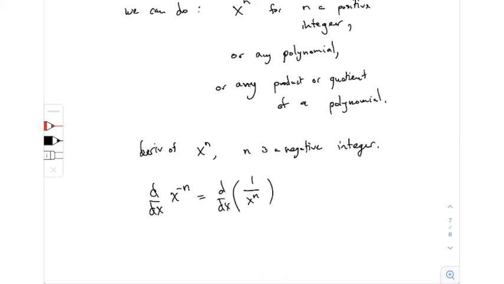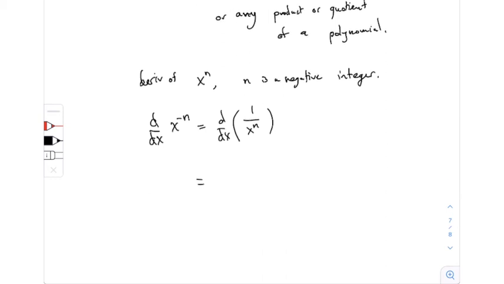So let's try it. Remember your quotient rule? It's the bottom times the derivative of the top minus the top times the derivative of the bottom, divided by the bottom squared. So I begin with the bottom, which is x to the n, times the derivative of the top. So here I'm doing the quotient rule, the QR. What's the derivative of the top in this case? I see someone giving me the hand signal. It's zero, right? The top is one, the constant one, and the derivative of a constant is zero. So this is x to the n times zero minus, that was the bottom times the derivative of the top, and now I go minus the top, which is one, times the derivative of the bottom.